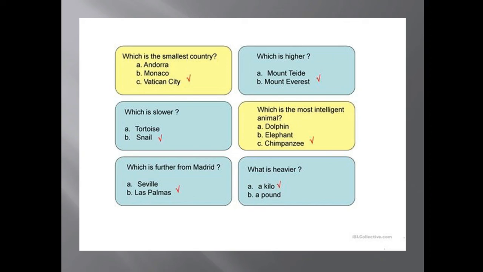Which is further from Madrid? Las Palmas is further than Seville from Madrid. Which is higher? Mount Everest is higher than Mount Teide. Which is the most intelligent animal? Chimpanzee is the most intelligent animal. Which is heavier, a kilo or a pound? A kilo is heavier than a pound.